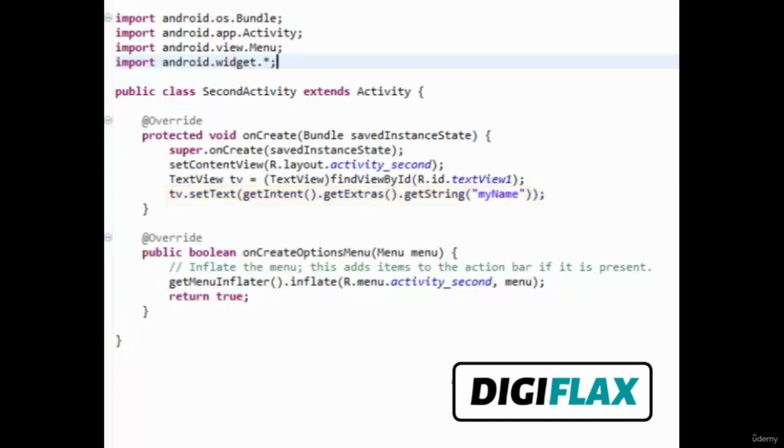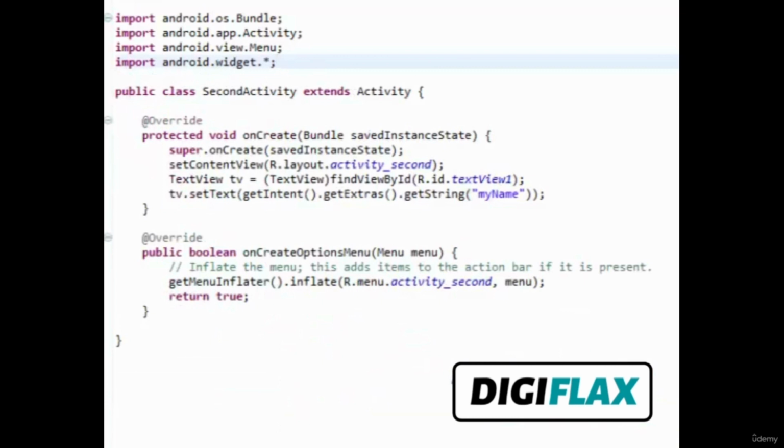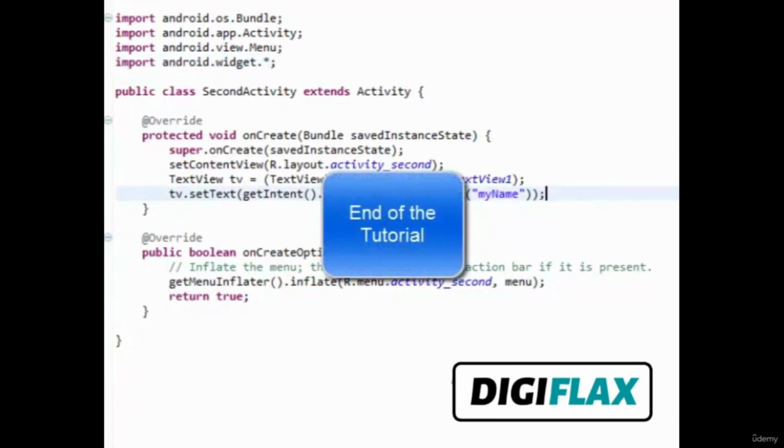getIntent.getExtras.getString my name. So if you remember, in the intent we have put some extra and the string name was my name, and we can access the string using getIntent.getExtras.getString and then passing the string name. So that's it for this tutorial. We will be running this application in our next tutorial. Thank you.